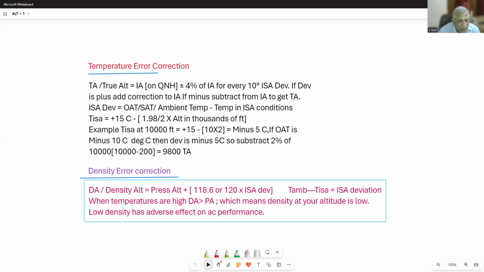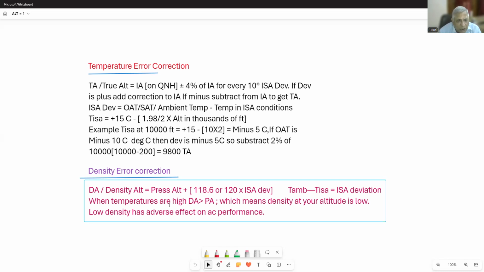Very simple. Pressure altitude plus 118.6, or we round off this value to 120 into ISA deviation. Okay. Now find out your pressure altitude, which will be given to you, and then apply this correction. If deviation is minus, this value will become minus. If deviation is plus, this value will become plus. Under high temperature conditions, this value will be plus, and your density altitude will be higher.